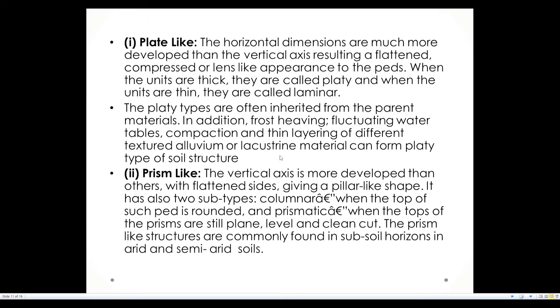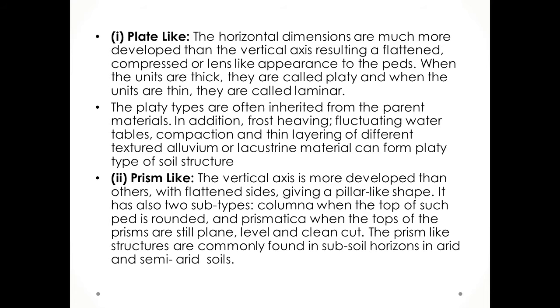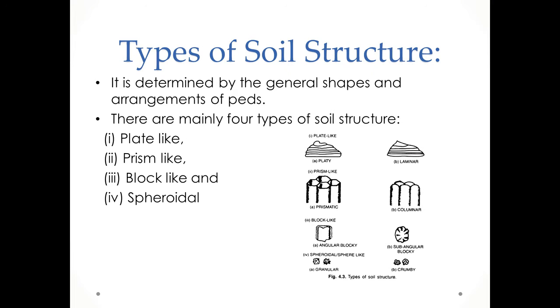The second is prism-like. Before going to the prism-like, we can see first how the plate-like structure is. We can see here that plate-like structure has two types. First is platy and laminar. We know that in platy, the horizontal surface is more than the vertical. This is also so in the laminar case.